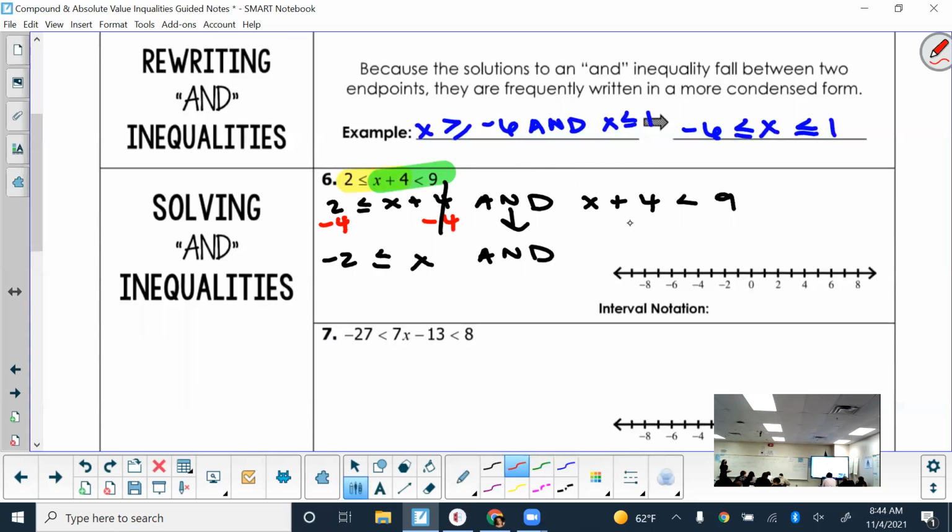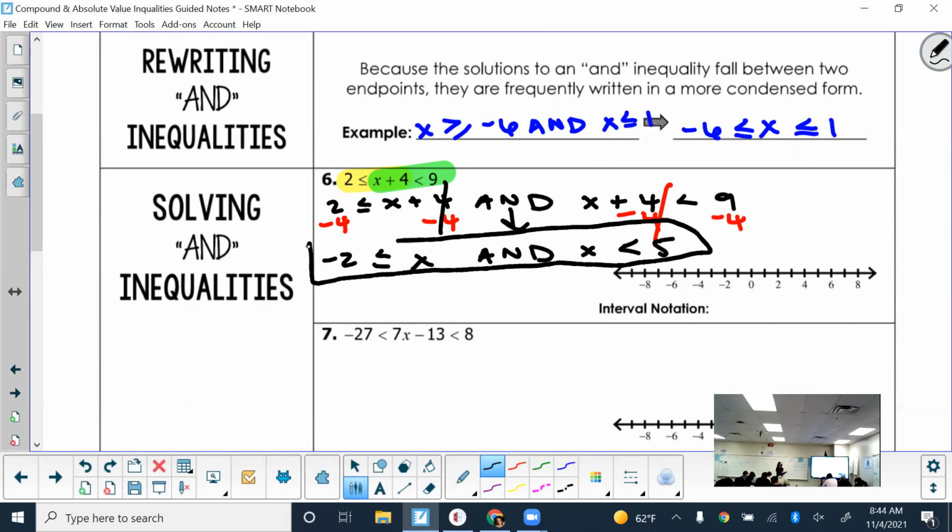How do you get rid of the 4? Good. Do that on each side. We get x less than what? 5. All right, and then box them up, this whole thing. This is our answer. And if the answers are represented like in the combined form, then this is your answer. Questions there?